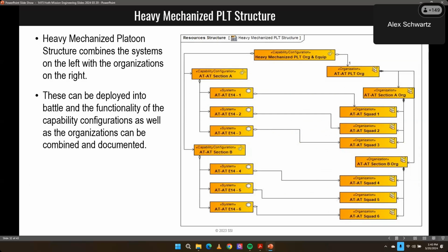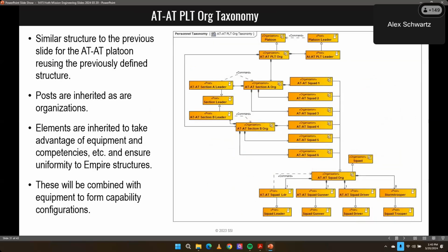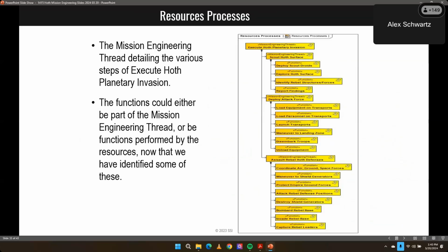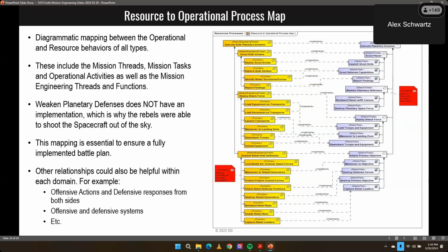So these are the different systems along with the organizations. Systems here, organizations here, sorry, systems here. And for this, I can put the specific element because I'm dealing with just those organizations and posts that are part of that. You can also do competency frameworks and the rest, but that's a whole other story. And then I can show you, here's my mission engineering thread. And I can show the mapping of the mission engineering thread to my mission thread.